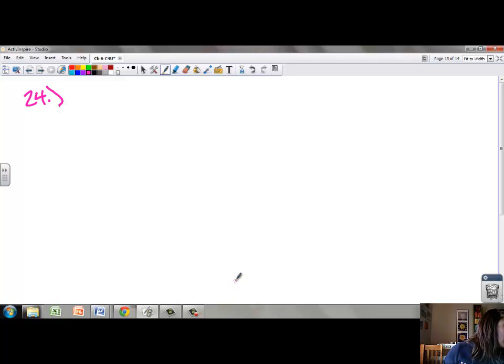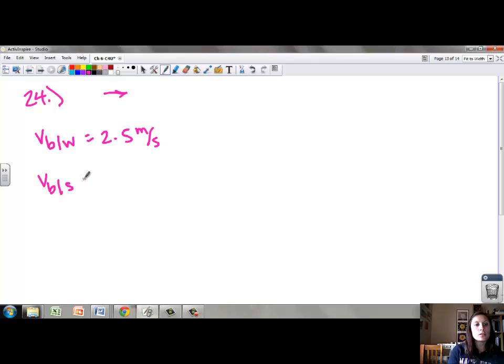Okay, a boat is rowed directly upriver at a speed of 2 meters per second relative to the water. Let's say that we're going that direction. So velocity of boat to the water is 2.5 meters per second. Viewers on the shore see that the boat is moving at only 0.5 meters per second relative to the shore. So the velocity of the boat to the shore is only 0.5 meters per second. So right away that tells me he's probably rowing against a current. What is the speed of the river?